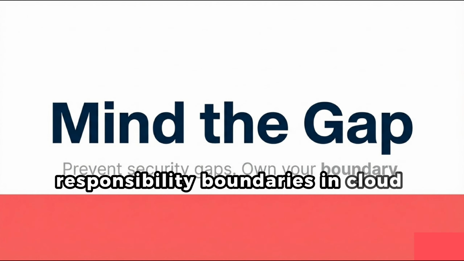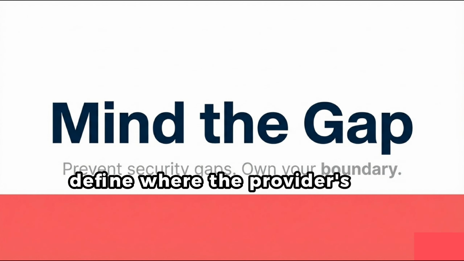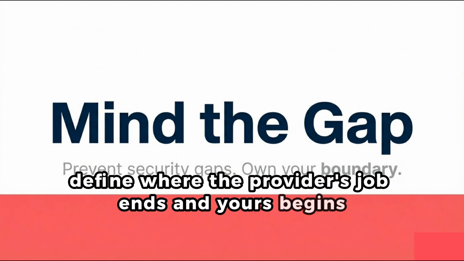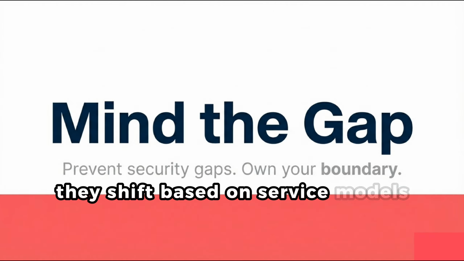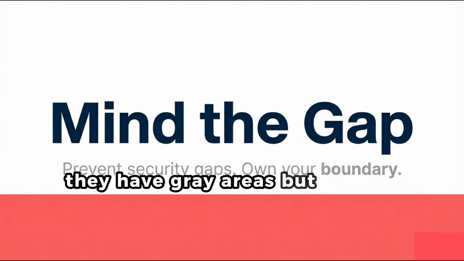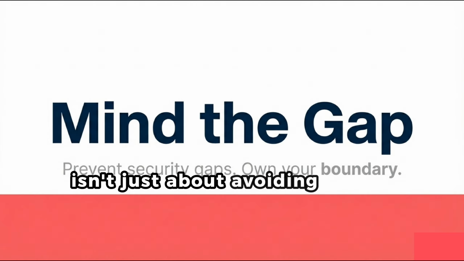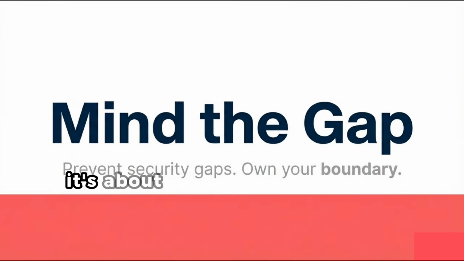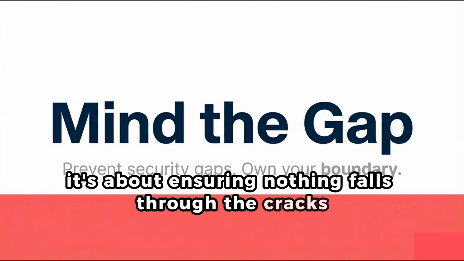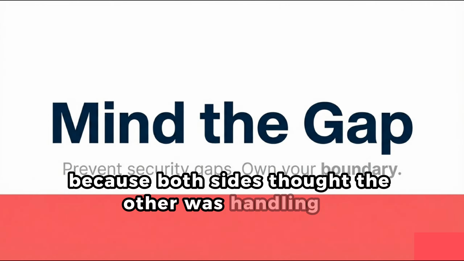Responsibility boundaries in cloud computing define where the provider's job ends and yours begins. They shift based on service models. They have grey areas, but they're always there. Understanding these boundaries isn't just about avoiding blame when things go wrong, it's about ensuring nothing falls through the cracks because both sides thought the other was handling it.